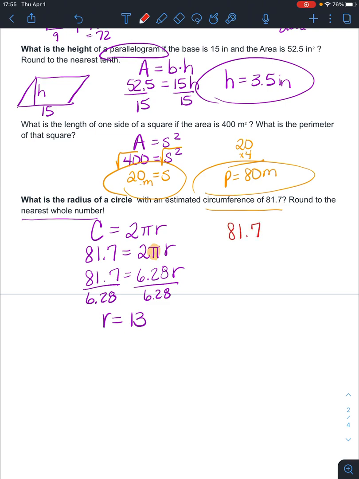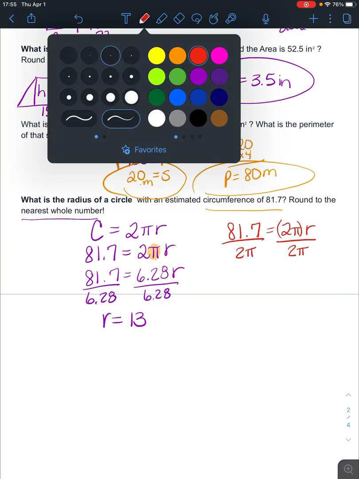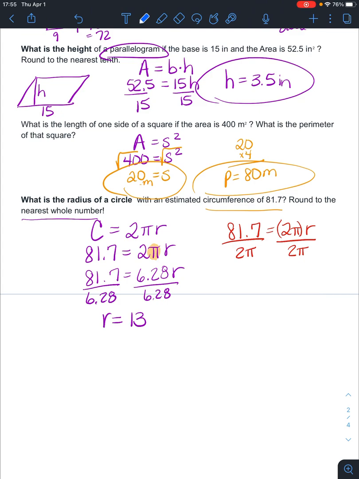Now there's another way you can do it. You could also do this all in one step. 81.7 is equal to 2 pi r. Well, that 2 pi all goes together, so I can divide by 2 pi and divide by 2 pi. Now, here's where you've got to be really careful, though. If you're going to do this all in one step, you want to divide by the 2 and the pi. So you have to type this in on the calculator: 81.7 divided by parentheses 2 pi. So if you're going to do it all in one step, you have to remember the parentheses.